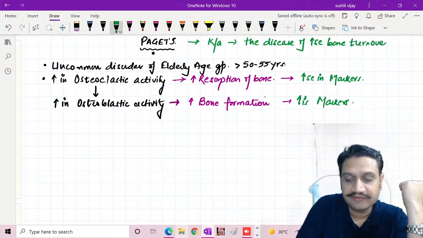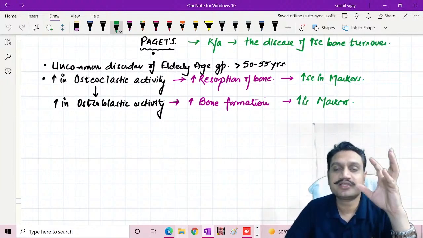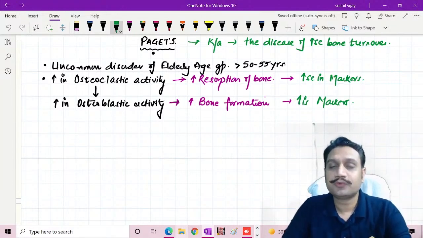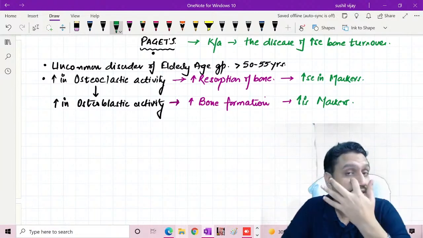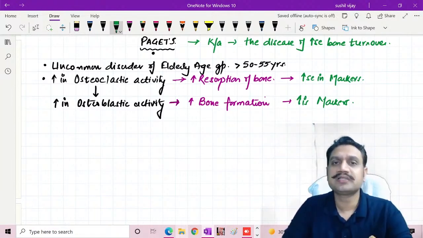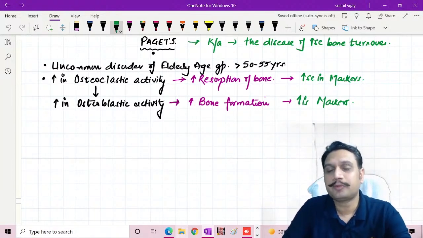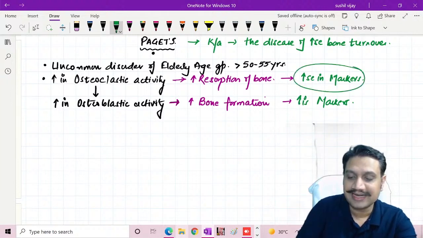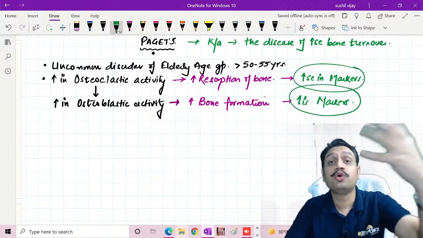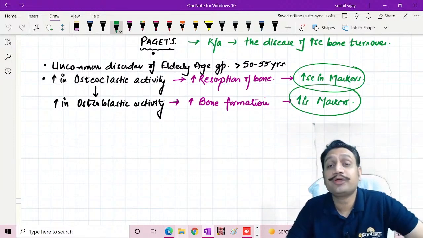What is the meaning of turnover? Like you might have heard about different companies, no? That company is having such a huge turnover in crores. So what is the meaning of turnover? It is not the profit. It is not the loss either. It is that they have done a huge business. Maybe they would have probably done a lot of expenses also. So turnover means there is more bone resorption as well as more bone formation. Both the activities are more, and they are going on side by side.